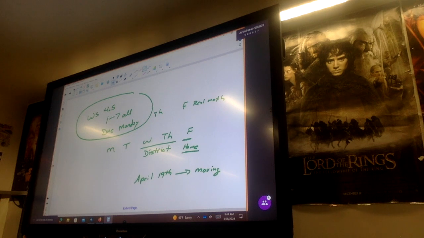If y'all show up to my house on April 19th rather than go to class, you can help me load my truck. I'll give you a Diet Coke. Just kidding.